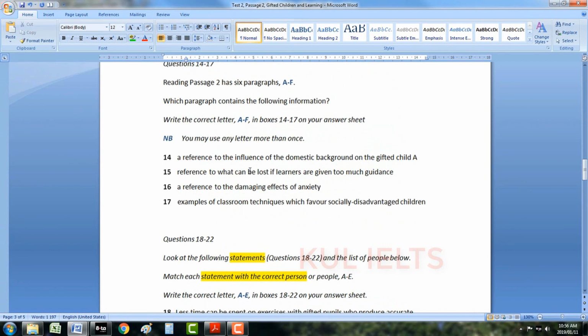Reference to what can be lost if learners are given too much guidance. I don't remember anything. Damaging effects of anxiety. I don't remember anything. Classroom techniques which favor socially disadvantaged. No. So now we need to scan. I like anxiety. It's a good one to scan for. Socially disadvantaged is a good one to scan for. I would scan for those.